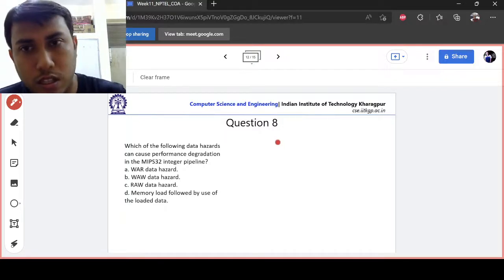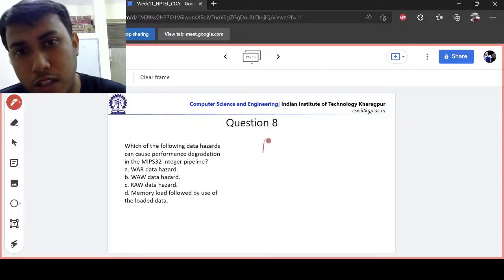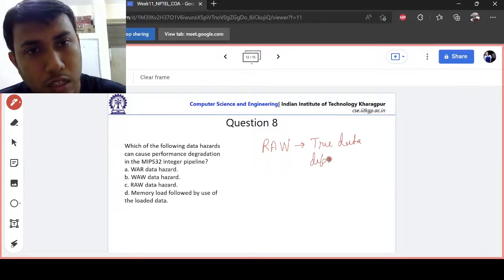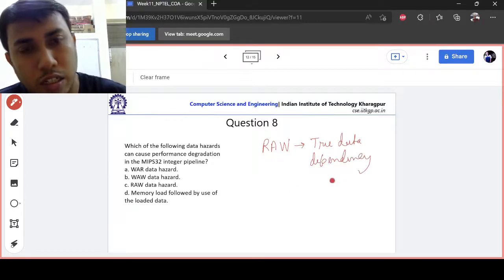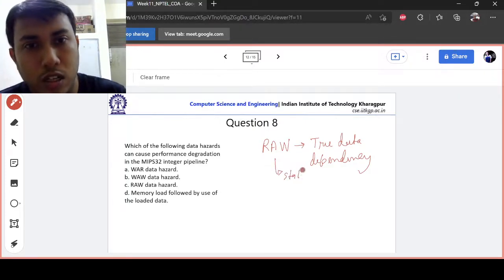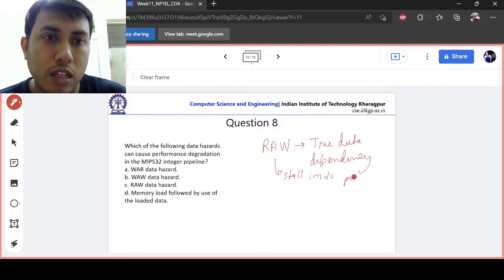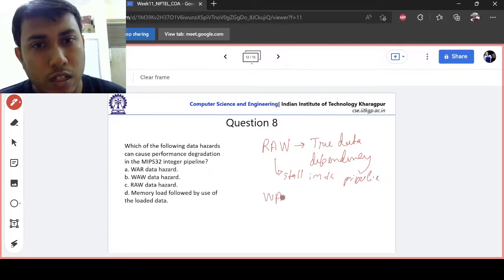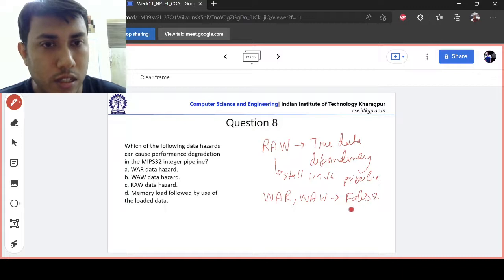So in theory, RAW is called a true data dependency. So this always causes a stall in the pipeline, whereas WAR and WAW are called false dependencies.